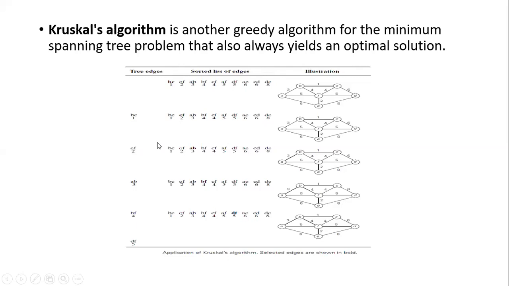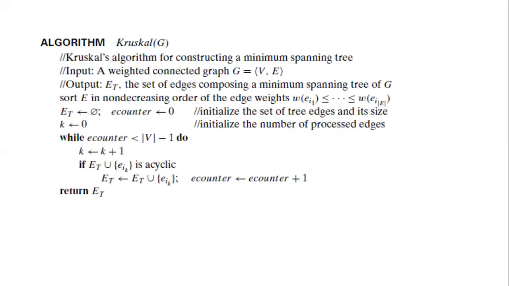Then consider each and every edge, include it only if it is not causing a cycle. If it is causing a cycle, we don't include that particular edge. This was the problem, and this is the algorithm. The input is a weighted graph, and the output is a set of edges composing the minimum spanning tree of G.